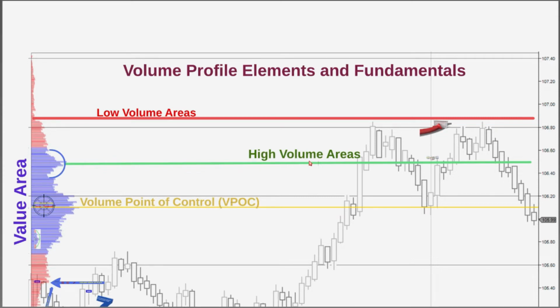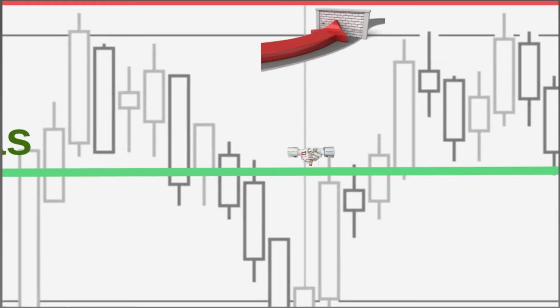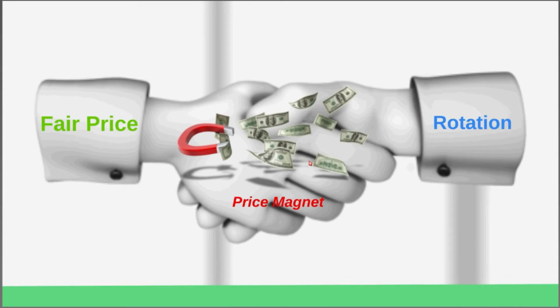Part of that volume distribution are these high volume areas. High volume areas have a lot of activity. They are fair price for both buyers and sellers. And we get rotation, because buyers and sellers are active at these areas, right?